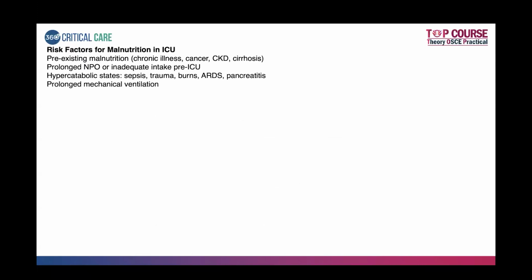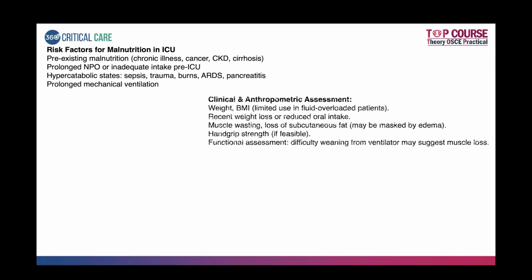So then you need to assess the risk factors for malnutrition in ICU while you assess the patient. If there was pre-existing malnutrition like chronic illnesses, cancer, CKD, cirrhosis, prolonged NPO or inadequate intake pre-ICU, hypercatabolic states like sepsis, trauma, burns, ARDS, or pancreatitis, and prolonged mechanical ventilation. So these are the common risk factors for malnutrition.